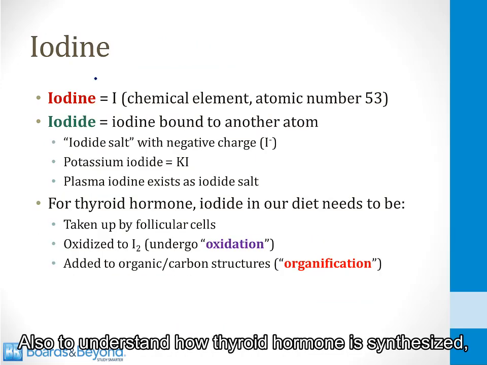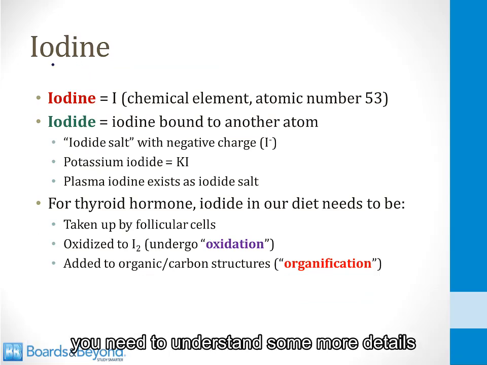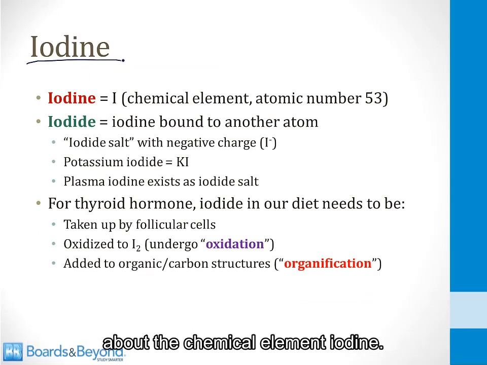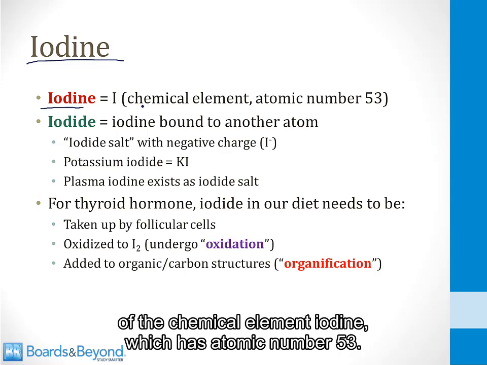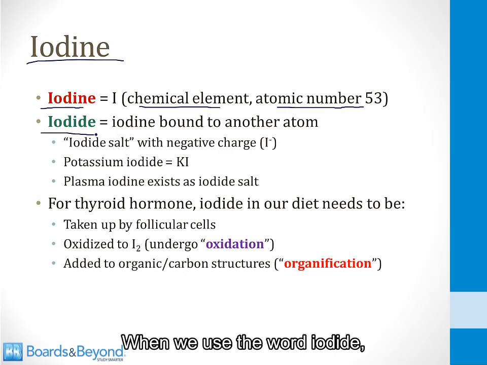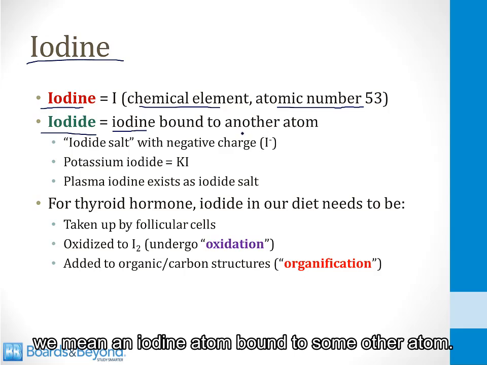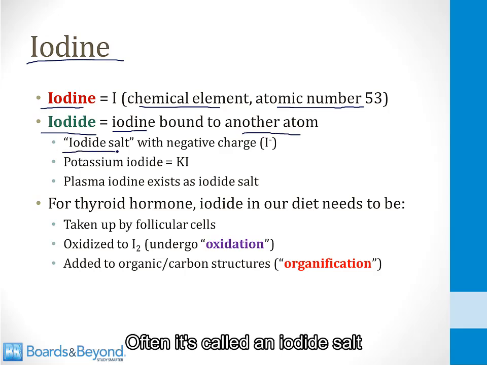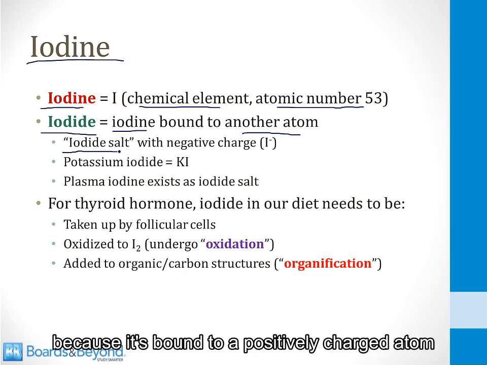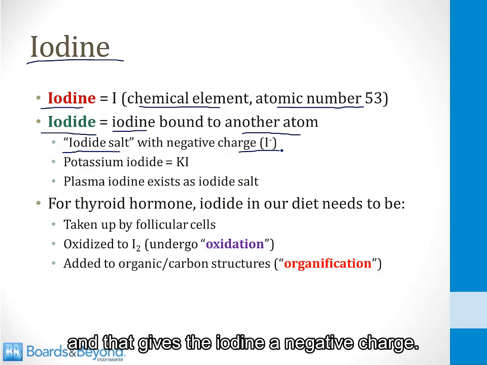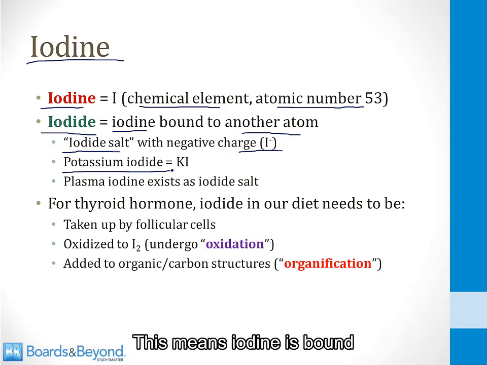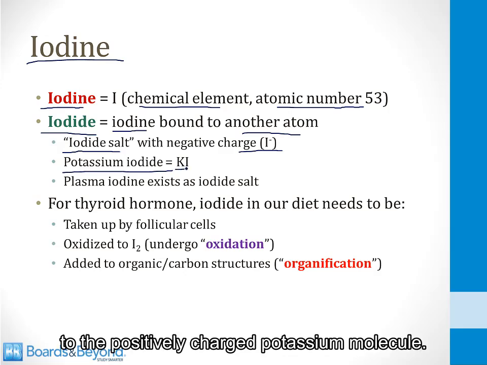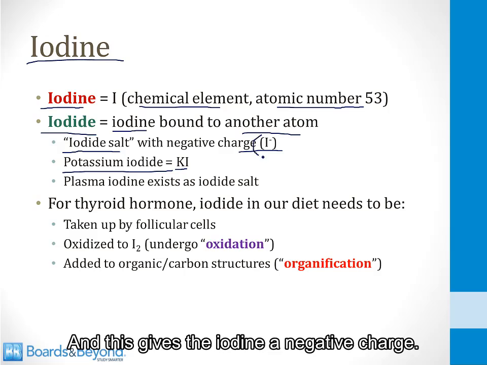Also, to understand how thyroid hormone is synthesized, you need to understand some more details about the chemical element iodine. So when we use the word iodine, we are referring to the atomic structure of the chemical element iodine, which has atomic number 53. When we use the word iodide, we mean an iodine atom bound to some other atom. Often it's called an iodide salt because it's bound to a positively charged atom, and that gives the iodine a negative charge. So for example, you can find lots of iodine as potassium iodide. This means iodine is bound to the positively charged potassium molecule, and this gives the iodine a negative charge.